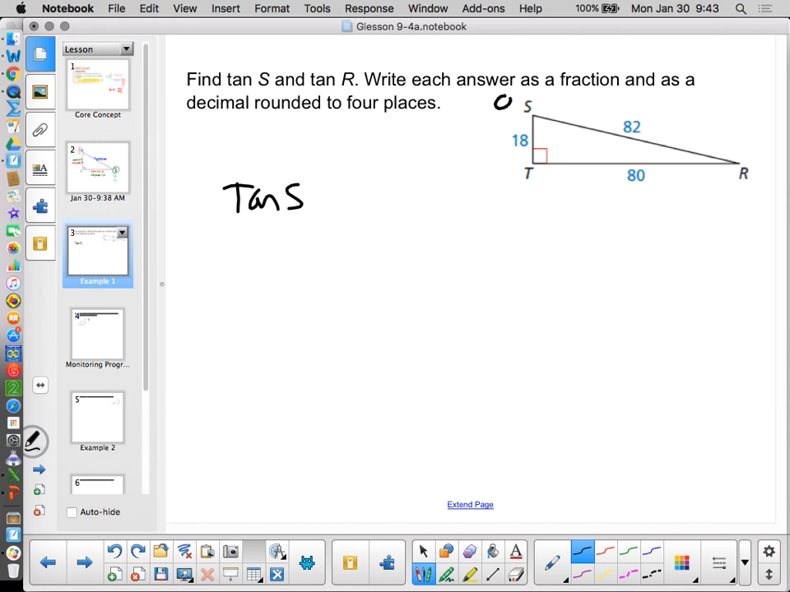My point of view here is going to be S. Tangent of S is going to be the length of the opposite for S over the adjacent of S. What is opposite of S? Is it the 18, the 80, or the 82? Well, if angle S is my point of view, 82 is always the hypotenuse. 80 will be the opposite, which means 18 must be the adjacent. So tangent of S is going to be 80 over 18, which we reduce to 40 over 9. And if I get that in a calculator as a decimal, 4.4444.